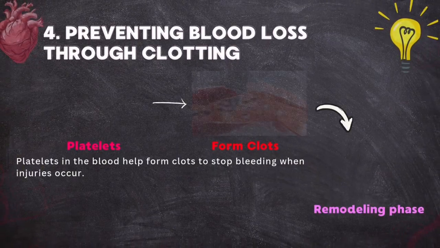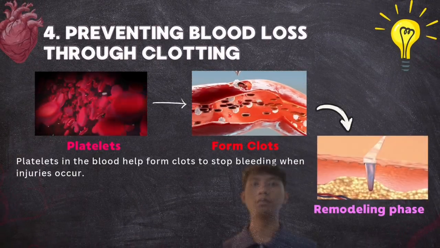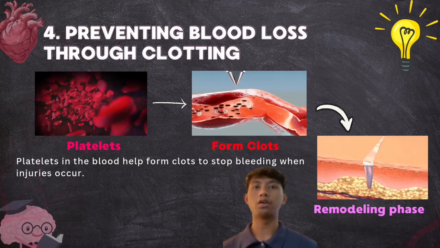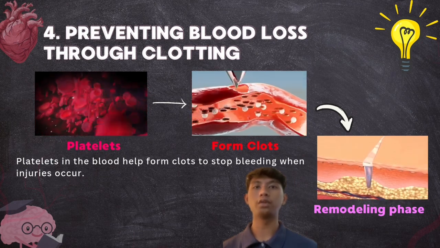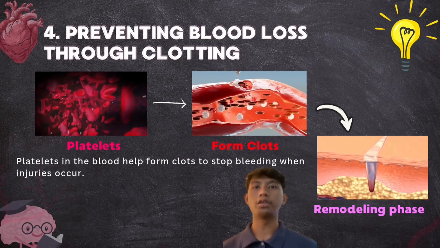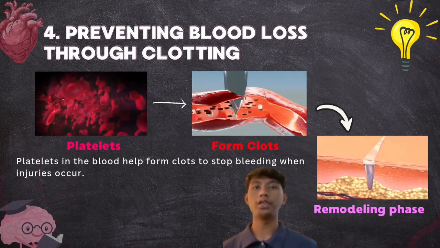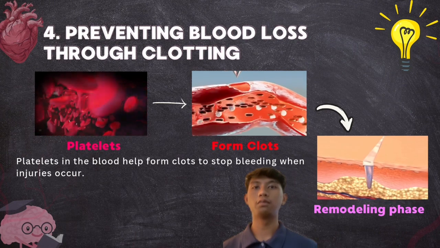Clotting to prevent blood loss. Platelets in the blood help form clots to stop bleeding when injuries occur. When you get a cut or injury, your body needs to stop the bleeding quickly. This is done by a process called blood clotting. The blood contains platelets, tiny cells that help form a clot.